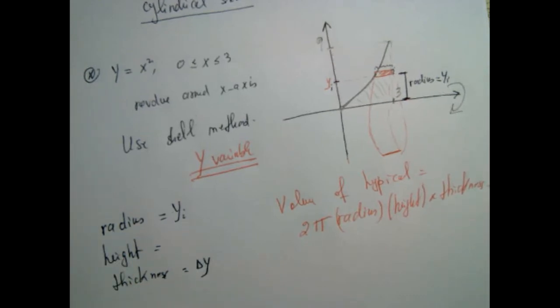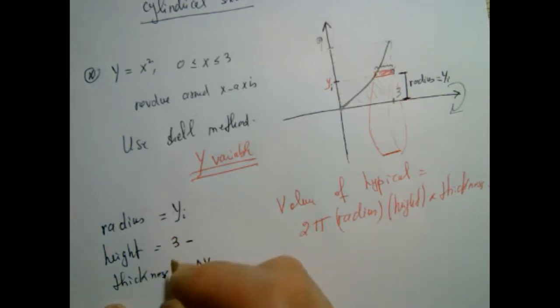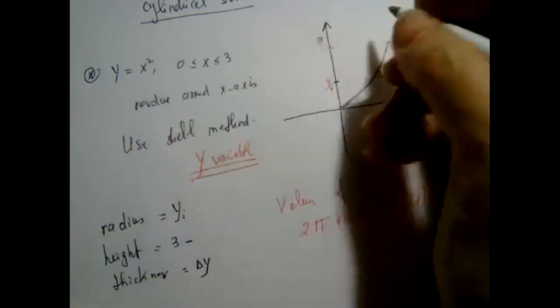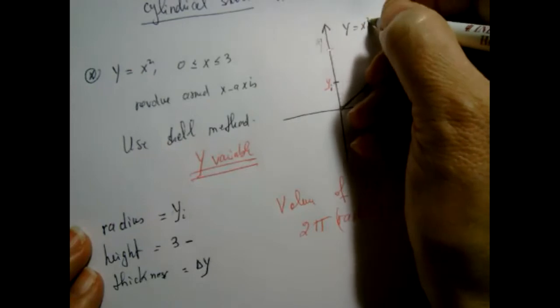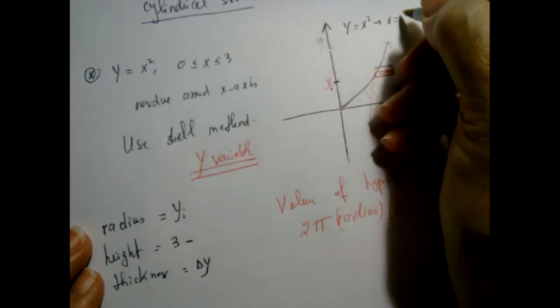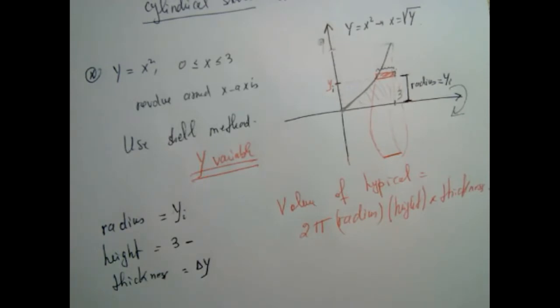Won't that be 3 minus x squared? No. Don't we have to change x squared to the square root of y? Right. We have to change everything in terms of y. Everything has to be expressed in terms of y because y is my variable. So we know that y is equal to x squared. It means x is the square root of y. We have to change everything in terms of y.